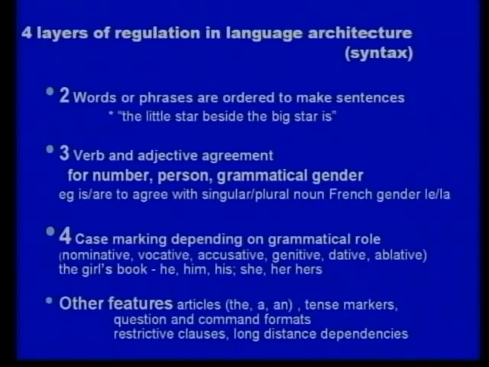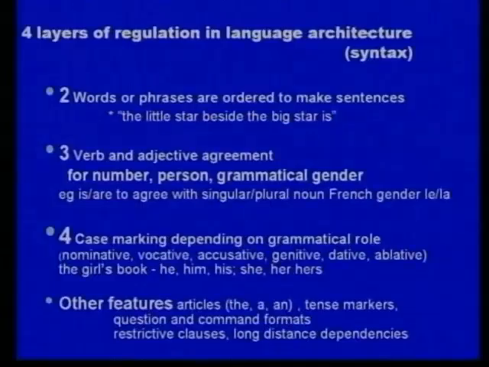The third layer is that in grammar we have agreement for number, person, grammatical gender, if you have that in the language. So we always have our verbs agreeing. We use is or are appropriately, singular, plurals, and our grammar is constrained so that the meaning is clear.